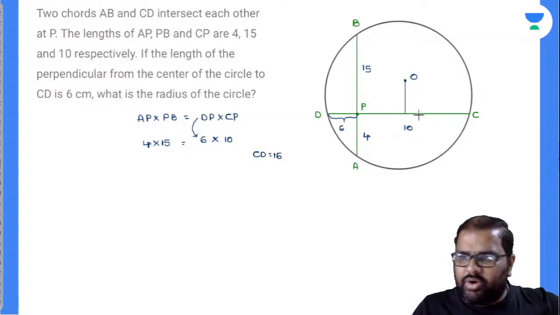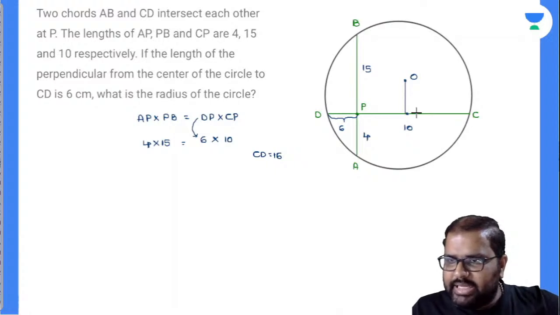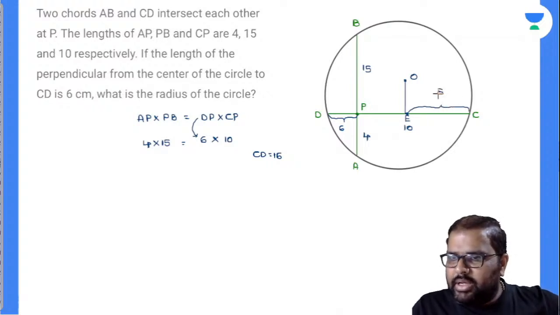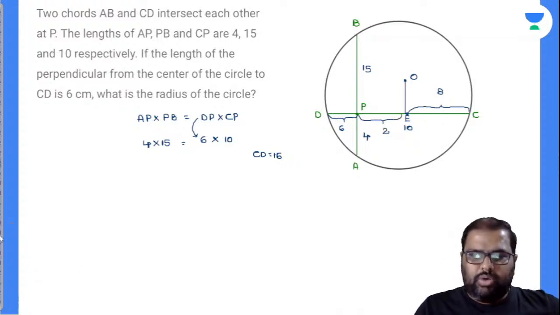So see here, I have dropped a perpendicular onto CD. I'll mark this point as E. Now what will be the CE value? CE is equal to 8. And everybody knows what this value will be. The whole CP is 10, right? So this will be 2.